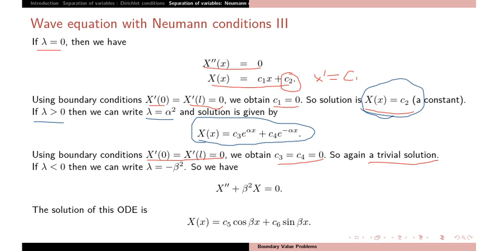The third case is if lambda is negative. Then you can write lambda equal to minus beta square, and the ODE will become this. X double dash minus lambda X, where minus lambda will be plus beta square, so X double dash plus beta square X equals 0. Again the solution is in sine and cosine: C5 cos beta x plus C6 sine beta x.